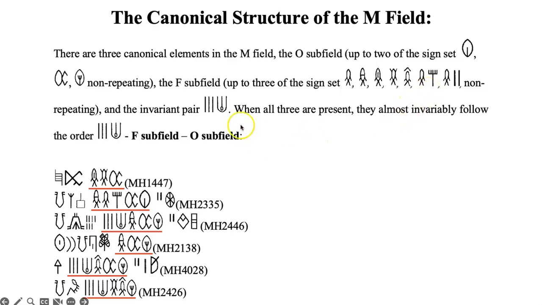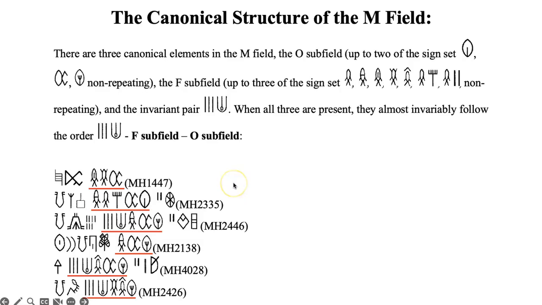All right, and then finally this invariant pair. Going right to left, this would be the first sign here, the one that looks like a vessel of some sort with a stick stuck down in the middle, and left adjacent or following that, 3 vertical strokes. So when all 3 are present, they almost invariably follow the order. Again, remember the direction of writing is right to left. So O subfield is first, then F subfield, and then this invariant pair.